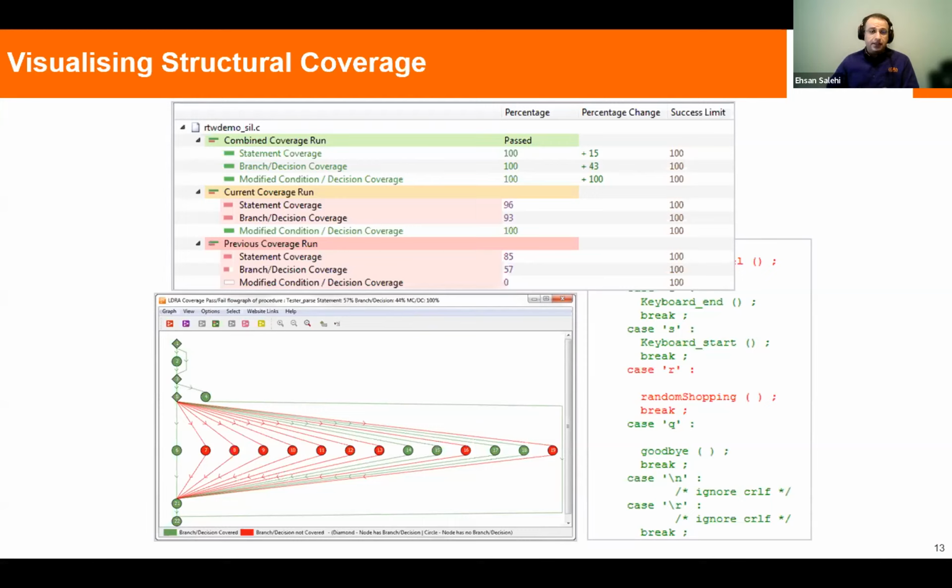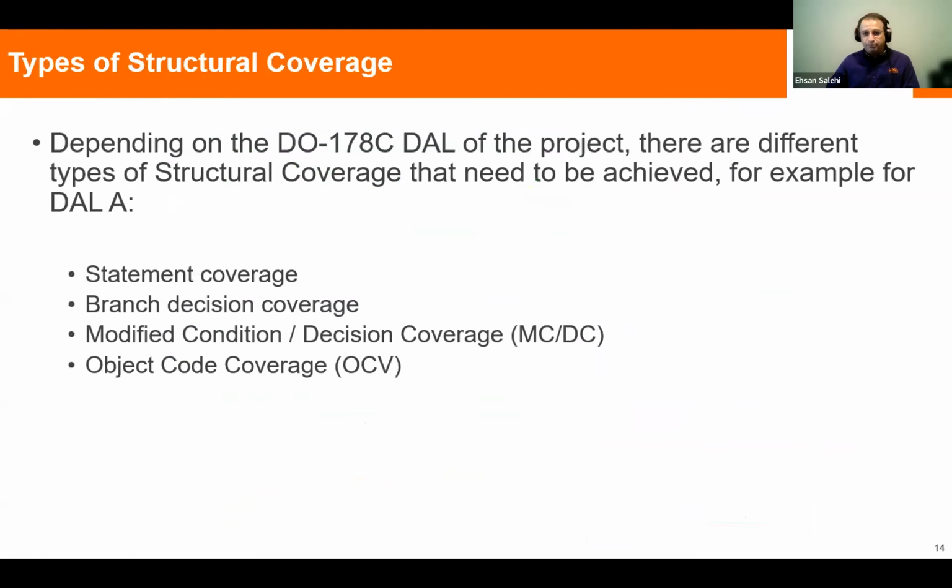So we can see the reports here where, for a specific source code or even for procedures, how much coverage we have. And then we can look at it in the flow graph, which is produced by the LDRA TB Vision tool, to show what parts of the code have been covered and whatnot.